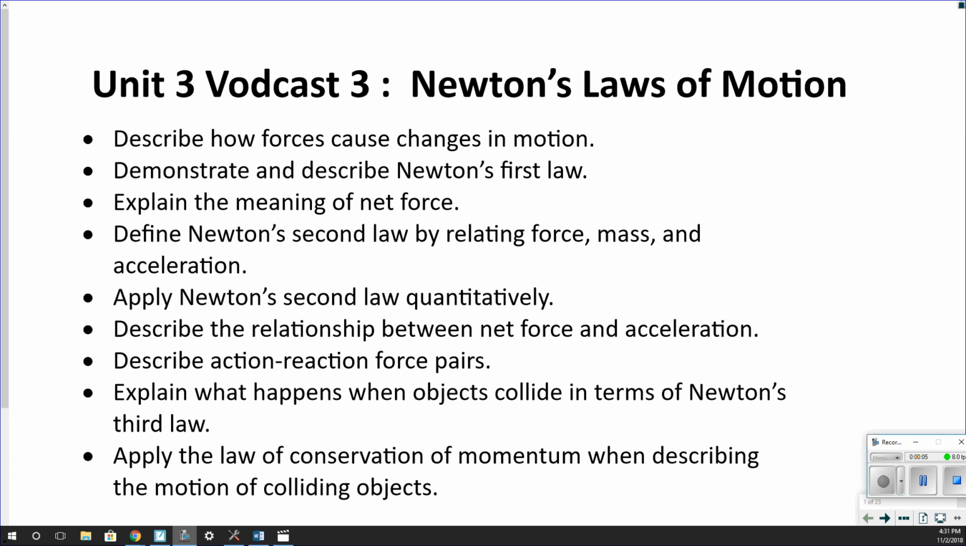We're going to be focusing on Newton's laws of motion. Below I have our student learning objectives for this particular part of our unit. Be sure to take a look at those. Remember, those tell you what's going to be on the test.